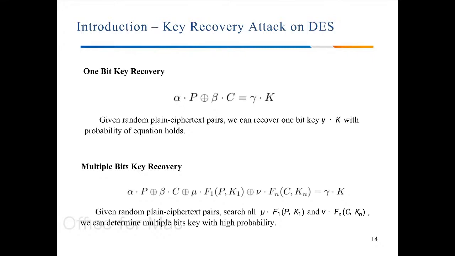Also, extending the equation with the S-box function f, we can obtain an extended equation that contains more elements of the subkey. Given plaintext-ciphertext pairs, we need to test all possibilities of bits in the subkey and check the probability that the equation holds, so that we can determine multiple bits in the subkey.